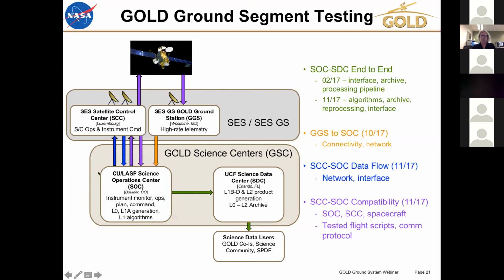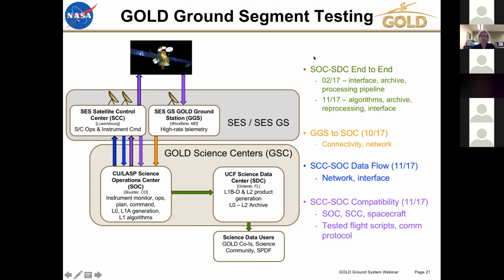You saw this slide earlier, and this is the same. These are really all of the interfaces. These arrows that are now colored are really the main interfaces that we needed to test for ground segment testing. Over the course of 5 tests, we were able to test all of these interfaces. These colors correspond to the tests we ran.